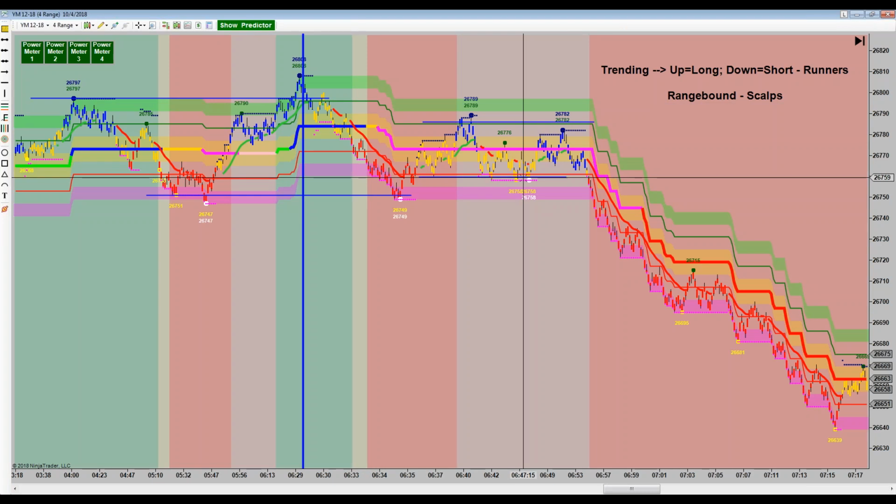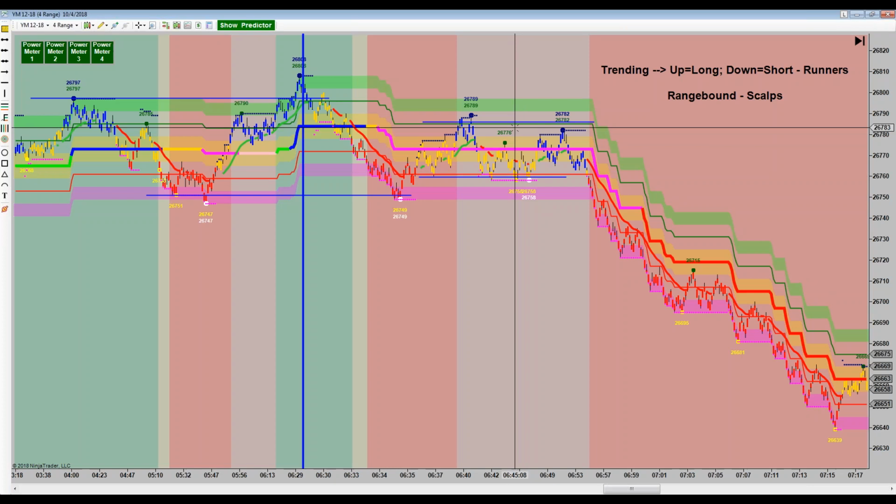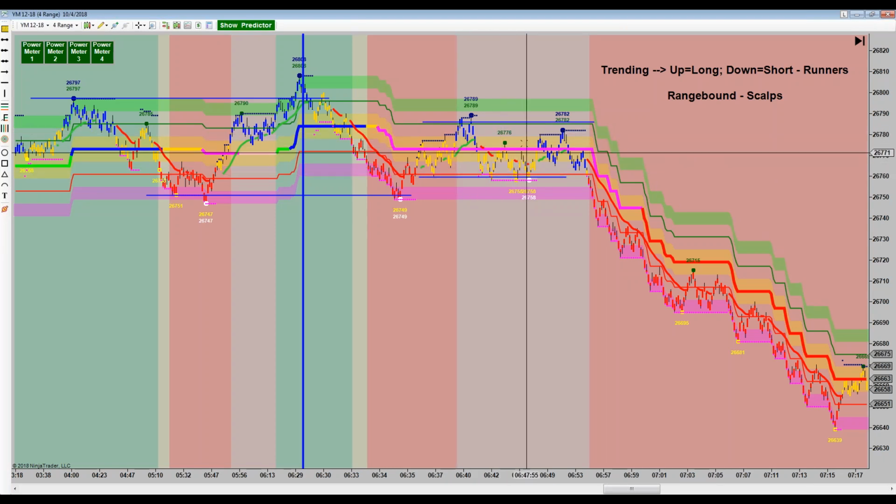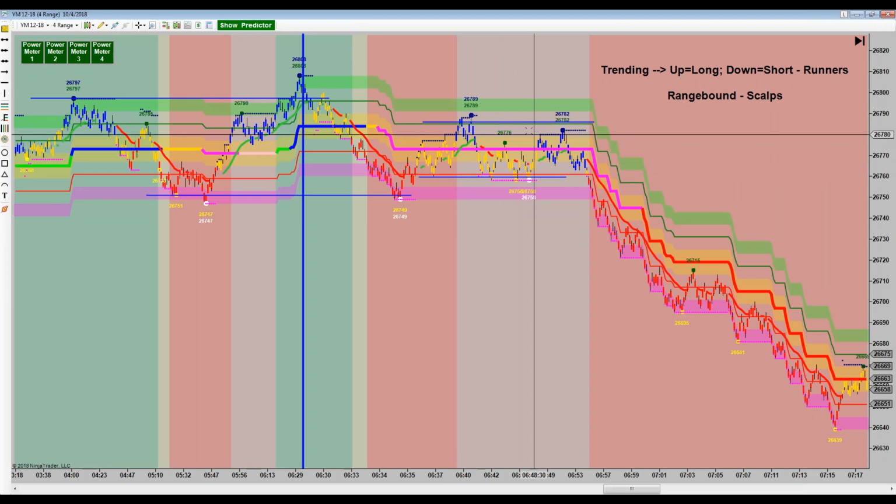Here, support is around 59.60-ish, and resistance is up here at 82, 83-ish. 76, 80. Now, is this range tradable? What do you think?